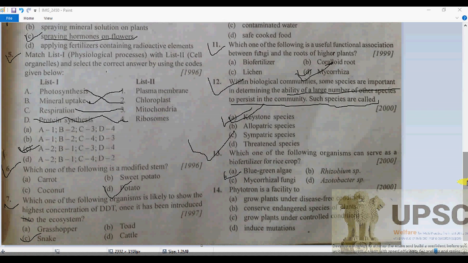Now the last question of this slide is: phytotron is a facility to... what is it? When we are talking about phytotron, we can define that it is a type of chamber designed to provide a controlled environment for the study of plant growth. So here, which one? Grow the plants under disease-free condition, conserve endangered species of plants, grow the plants under controlled condition, of course, that is going to be C.